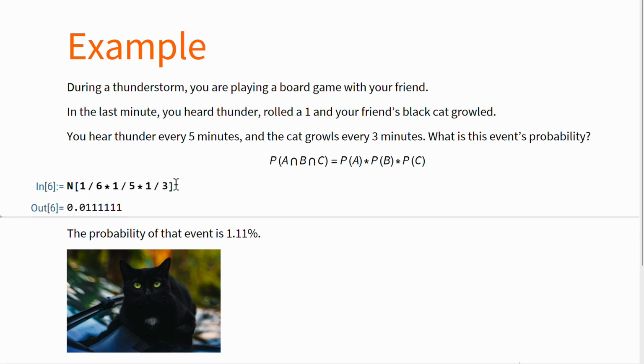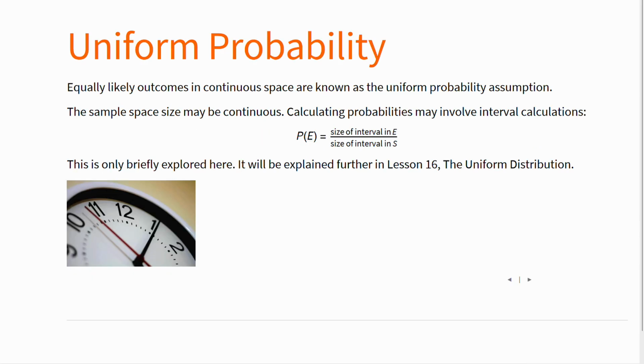You may have noticed that in the last example, we focused on minutes, but really, minutes are not discrete objects, but continuous. So, how did that work? Well, equally likely outcomes is an assumption usually in the discrete context, but it has its continuous equivalent, and that's called the uniform probability assumption.